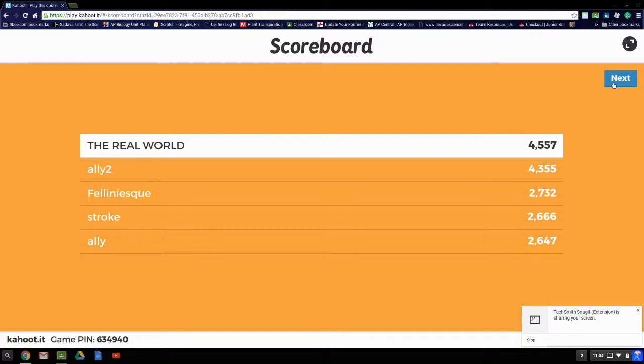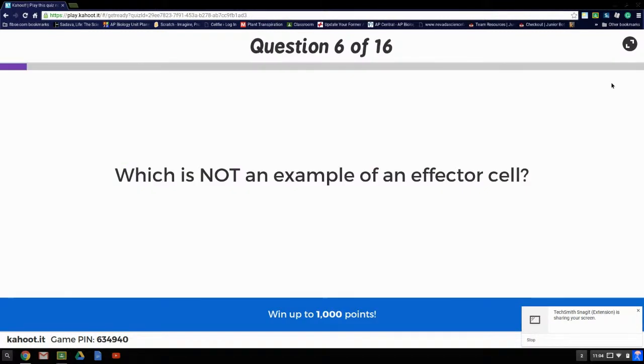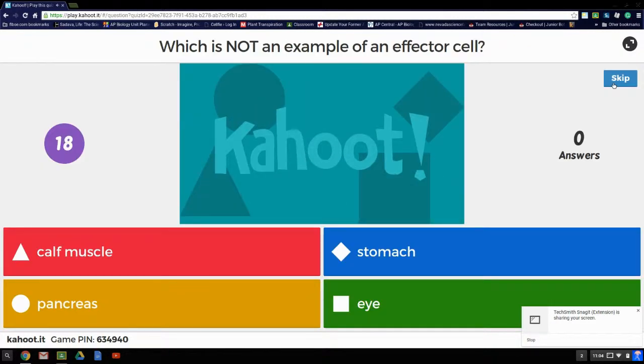So integration is what happens in your central nervous system. We had that diagram in PowerPoint. That's the right answer.